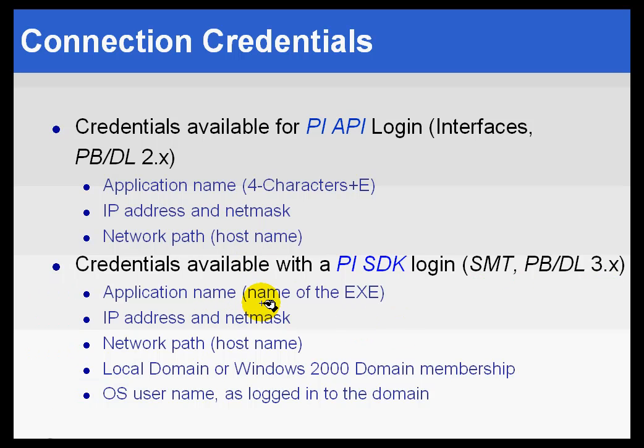Now, the application name is simply going to be the name of the executable. It doesn't follow the same convention, the 4 characters plus E. So for those, it would simply be, for example, procbook.exe. That's the name of the Process Book application. Now, one final mention: if you look at the bottom of your page on this slide, you will see notes that show you exactly what connection credentials there are for different operating systems and different API versus SDK-based applications.